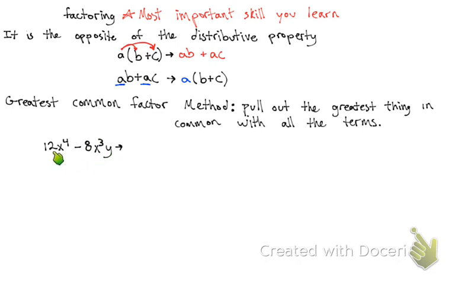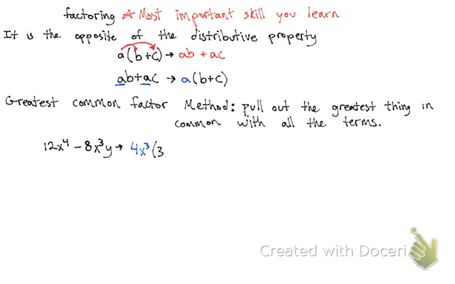So with the coefficients 12 and negative 8, the greatest thing that you can divide out of both 12 and 8 is going to be a 4. And then you would go and deal with the letters. So with the variables, the first one we have x^4, the second one we have x^3. So that means at most, you can take out 3 of them. You can take out 3 of those x's. So you would have x^3.